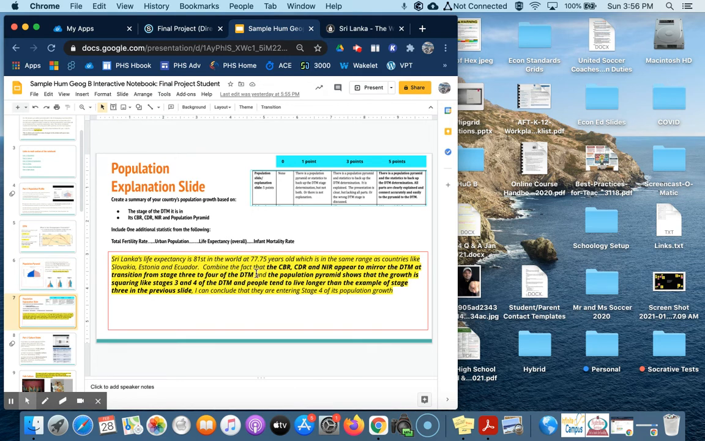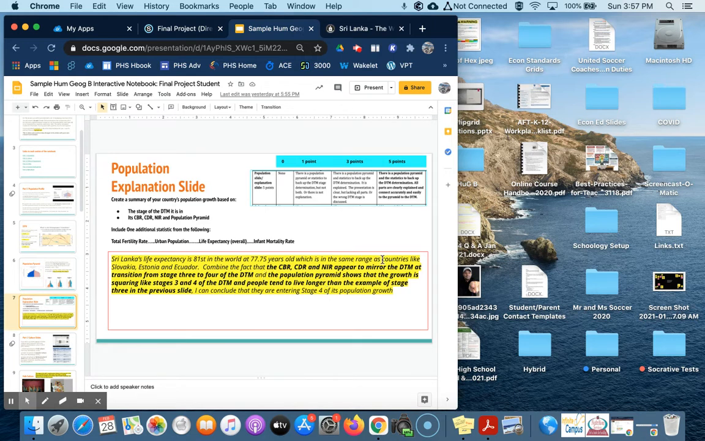And then I said, combine the fact that the crude birth rate, crude death rate, natural increase rate appear to look like the DTM at transition from stage 3 to 4, and the population pyramid shows that the growth is squaring like stages 3 and 4, and people tend to live longer than the example of stage 3 in the previous slide. I conclude that they're entering stage 4.